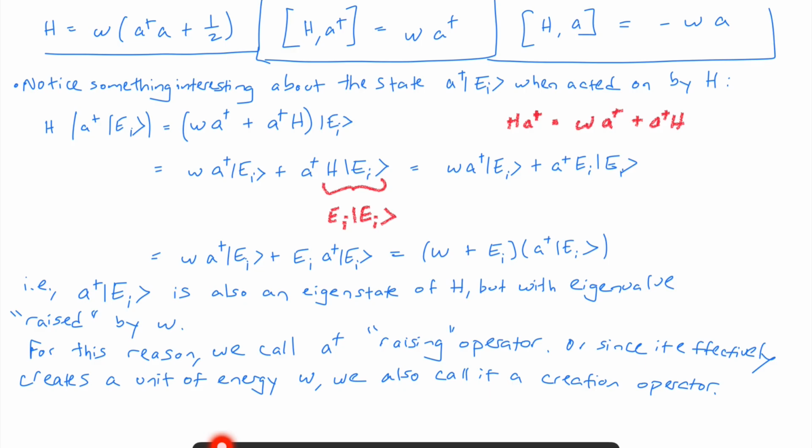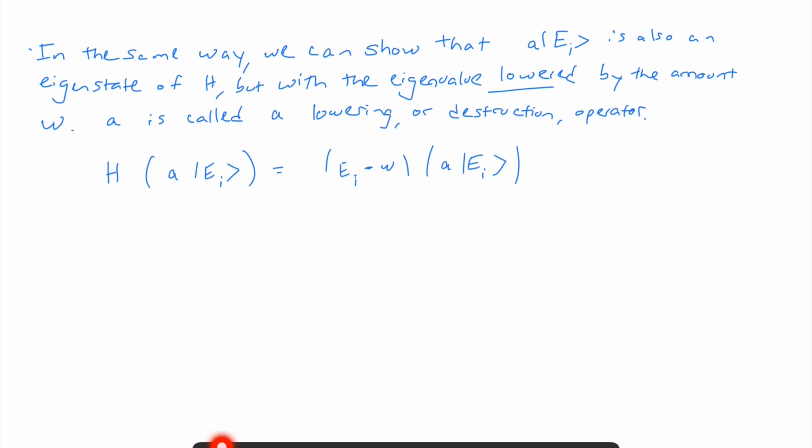So what this means is that this thing, A dagger EI, is also an eigenstate of H, but with an eigenvalue raised, quote unquote, raised by the value omega. For this reason, we call A dagger a quote unquote raising operator, or since it effectively creates a unit of energy omega, we will also call it a creation operator. And this will be the term that comes into real play in quantum field theory. A dagger effectively acts as a creation operator in that it takes an eigenstate and brings you another eigenstate with an eigenvalue a little bit higher by the factor omega, at least here for this simple harmonic oscillator. We haven't gotten to QFT yet.